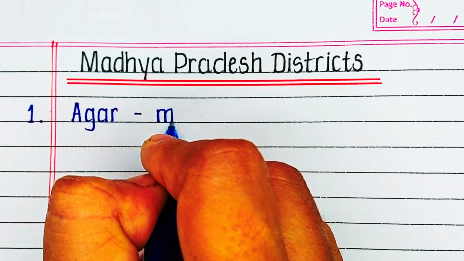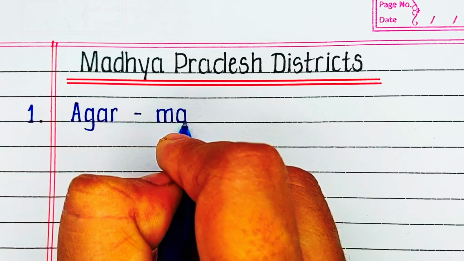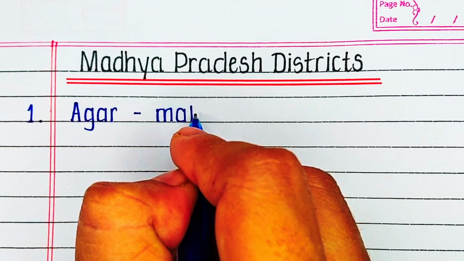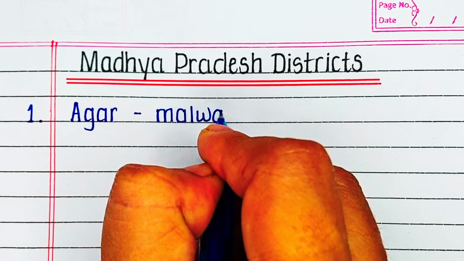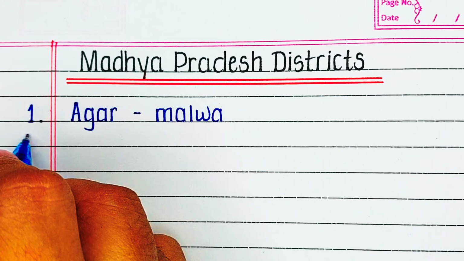Madhya Pradesh is a state in central India. Its capital is Bhopal and its largest city is Indore. Madhya Pradesh is the second largest Indian state by area and the fifth largest state by population.